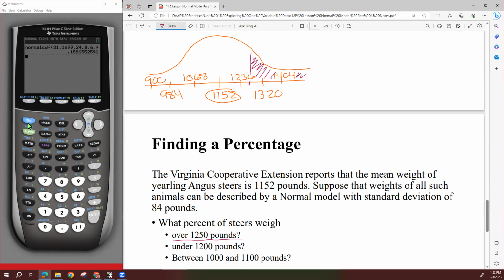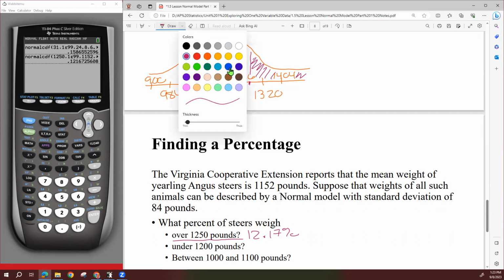And so we can go tell our calculator second vars. We're going to choose the second option, CDF. Our lower value is this 1250. And it goes to the right, so it goes to positive infinity. So we're going to leave that as 1E99. Our mean, we'll change it to the mean for this problem, 1,152, and our standard deviation of 84. And that's going to tell us that 12.17% of these Angus steers weigh over 1,250 pounds.